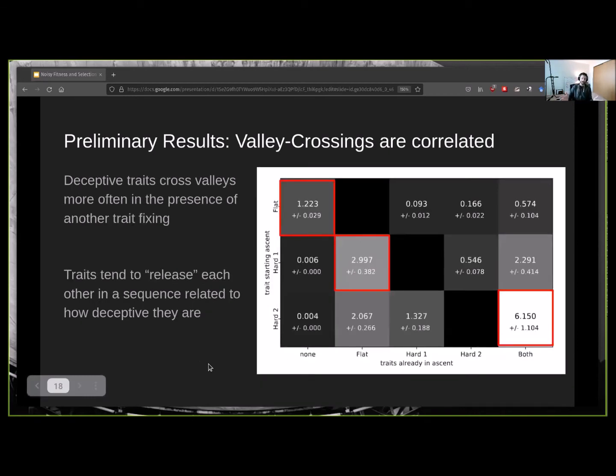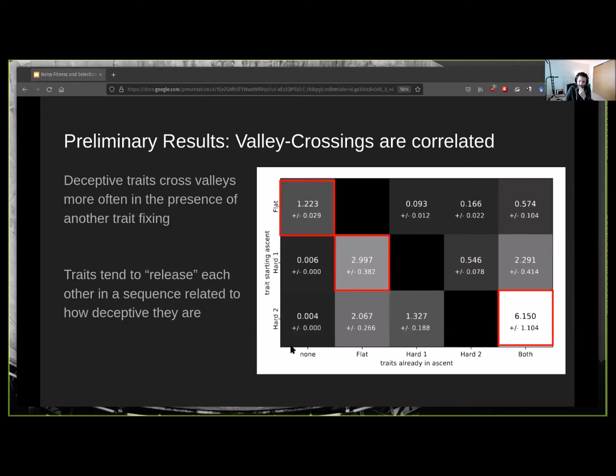The astute among you may have noticed that it matters which traits we add to the system. And so we did an analysis of exactly which traits are having a valley crossing event when another trait begins its valley crossing. And what we find, if we do an analysis and compare to what we expect by random chance, is significant increases in the co-occurrence of traits, more so than chance. And we find that they're ordered in their difficulty. So they tend to be ordered by the slopes of the valleys.